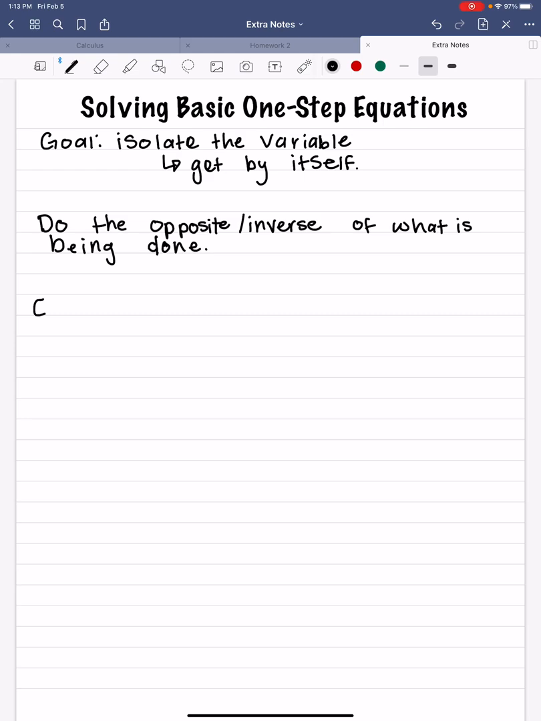So an example problem here is going to be: solve for x. And our problem is going to be x minus 4 equals 10. That is the equation. So we need to get this x all by itself. And so we have to do the opposite of what's being done. Well, here we have x subtract 4 equals 10. The opposite of subtraction is addition. So we're going to add 4.